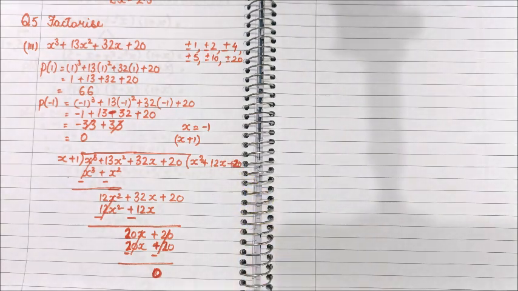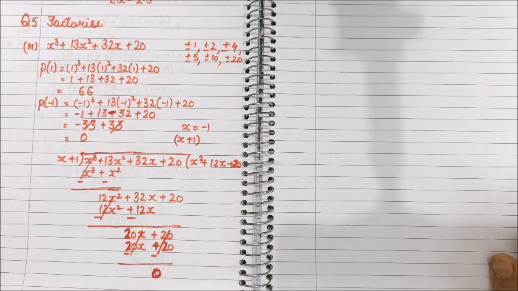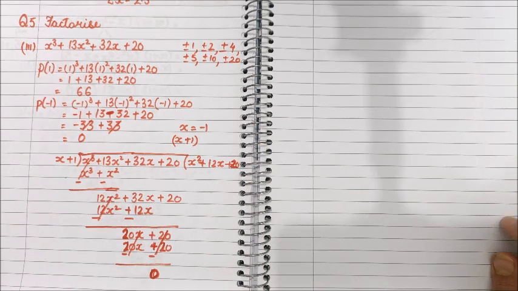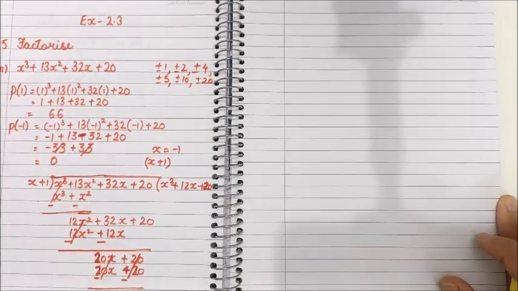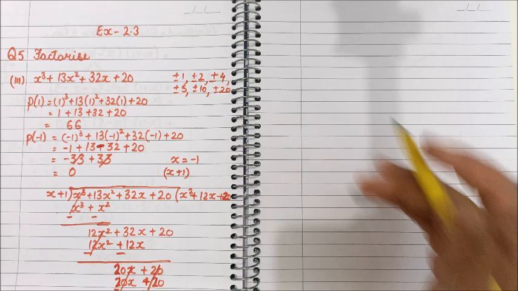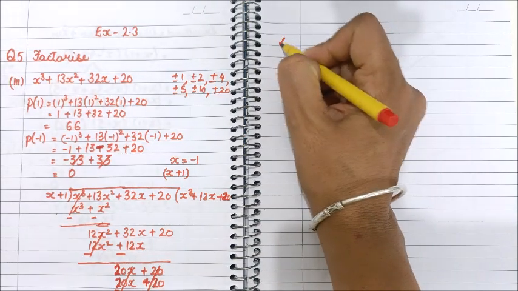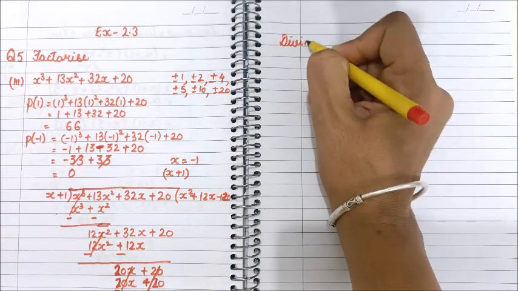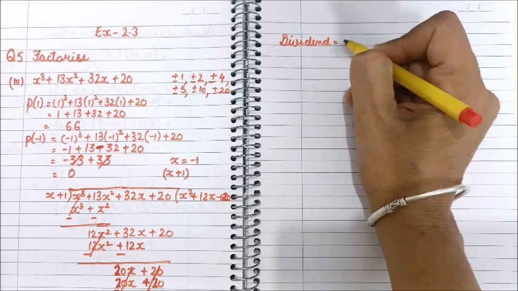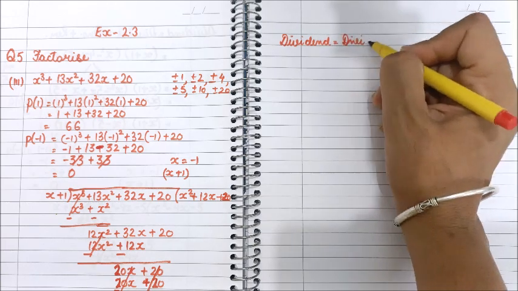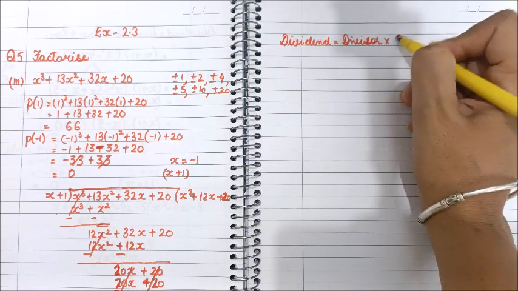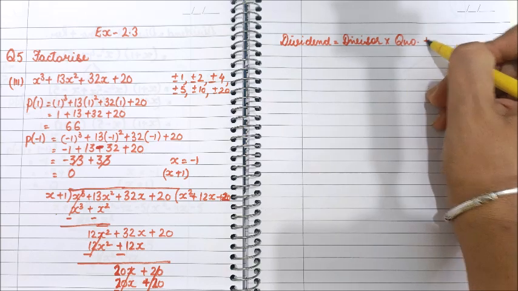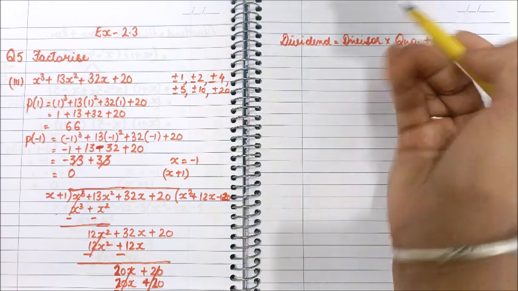The other factor that we are getting is x square plus 12x plus 20, which we will further factorize by using the splitting method. So let's apply the division algorithm, which says that dividend is equal to divisor into quotient plus remainder. So I'm going to use this.